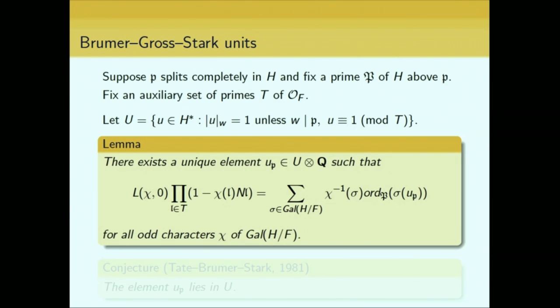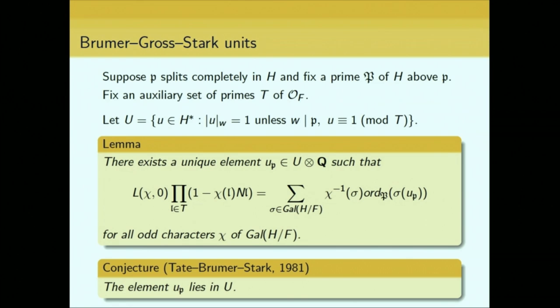If you unwind this, it basically says that the p-adic valuation of sigma of u is just the partial zeta function associated to that sigma, but smoothed in this way with this set T. And then the Brumer-Stark conjecture, which was stated by Tate, was that this element is actually an honest-to-goodness unit and not just something in U tensor Q.